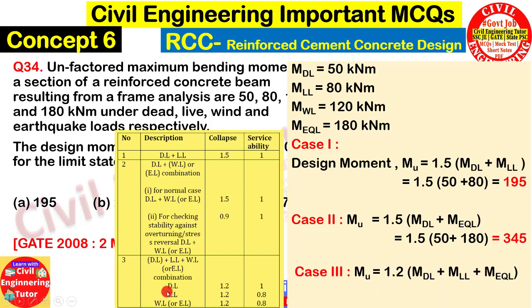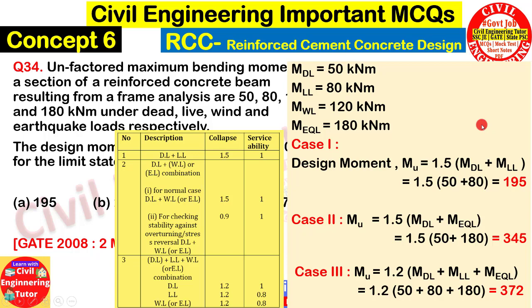Now in the third case, that is this combination, when we are taking dead load, live load and wind load simultaneously, in that case we have to multiply it with 1.2. So here we have multiplied it with 1.2 and these are the corresponding values. We can see the bending moment due to dead load is 50, and putting in the corresponding values, we get for case 3 the design bending moment of 372.